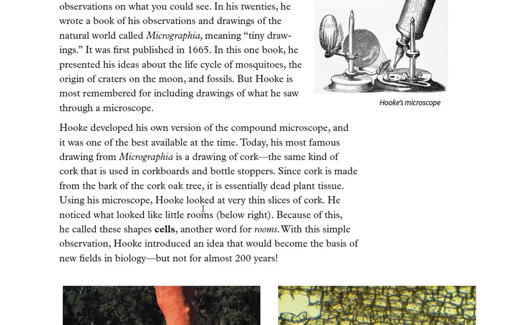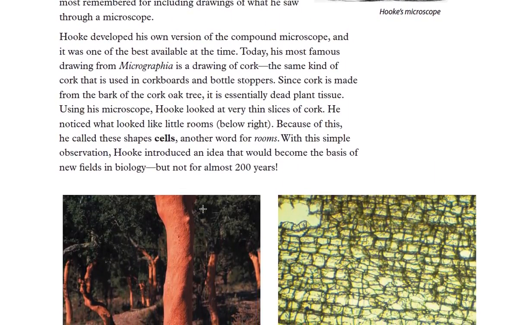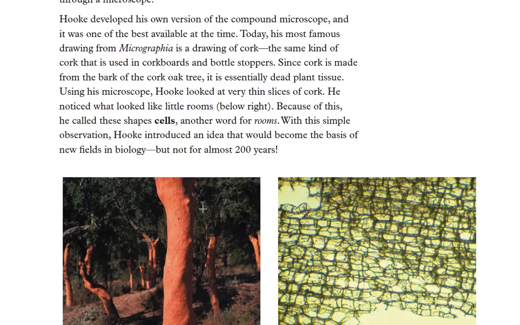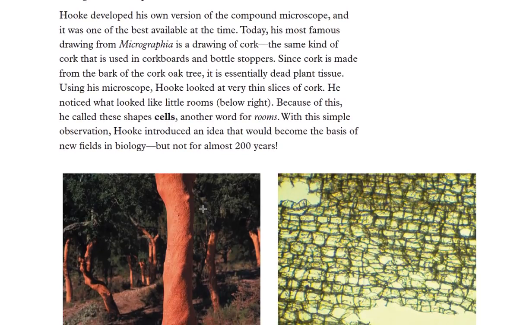Today, his most famous drawing from Micrographia is a drawing of cork, the same kind of cork that is used in cork boards and bottle stoppers. Since cork is made of the bark of the cork oak tree, it is essentially dead plant tissue. Using his microscope, Hooke looked at very thin slices of cork. He noticed what looked like little rooms below on the right. Because of this, he called these shapes cells, another word for rooms.